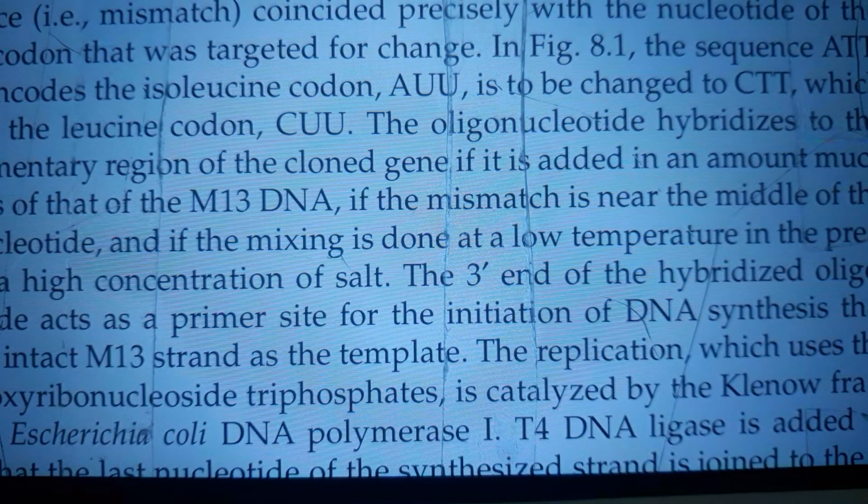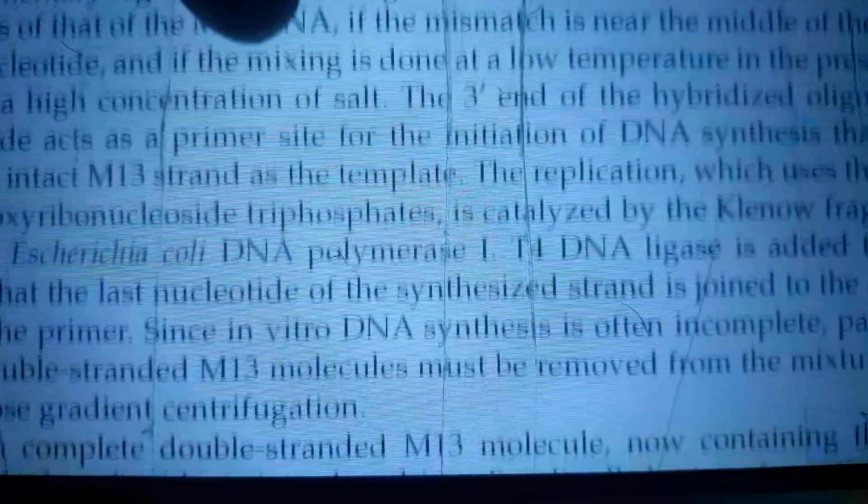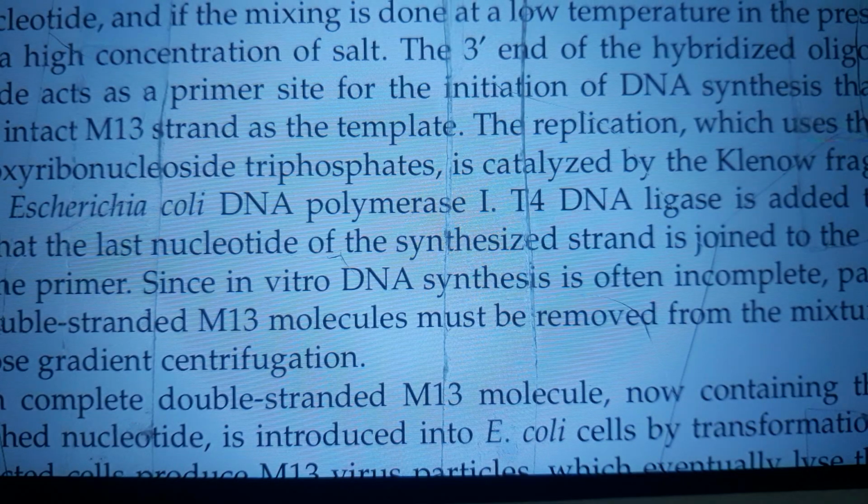Now, the oligonucleotide hybridizes to the complementary region of the cloned gene if it is added in an amount much in excess of that of the M13 DNA. If the mismatch is near the middle of the oligonucleotide, and if the mixing is done at a low temperature in the presence of a high concentration of salt, the 3' end of the hybridized oligonucleotide acts as a primer site for the initiation of DNA synthesis that uses the intact M13 strand as the template.